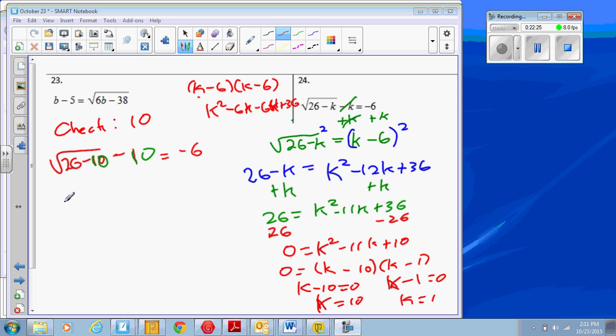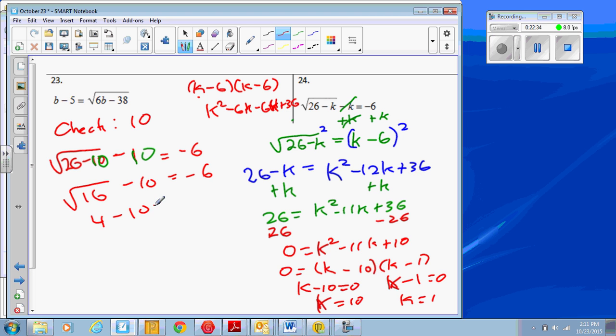So in the check for this, this becomes the square root of 16 minus 10 equals negative 6. So the square root of 16 is 4. 4 minus 10 equals negative 6. That is correct. So 10 is one of our solutions. Now we're going to check to see if 1 works.